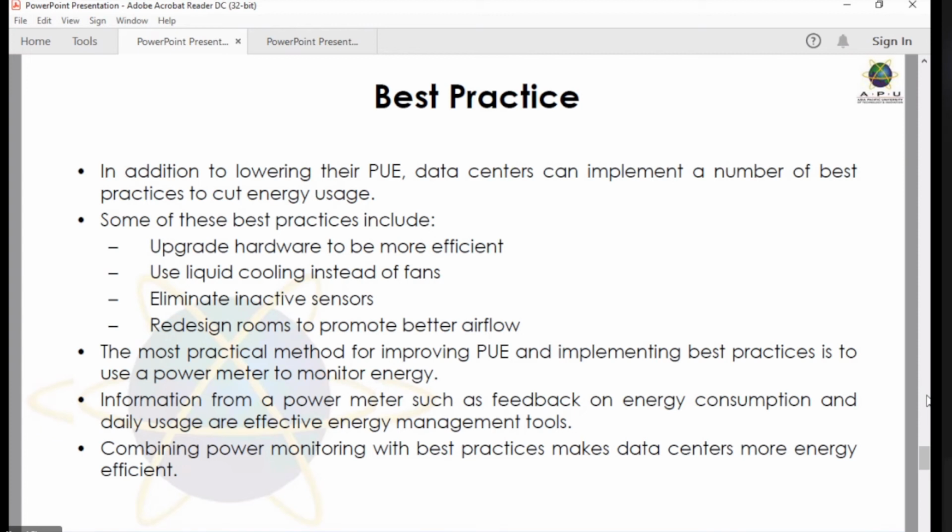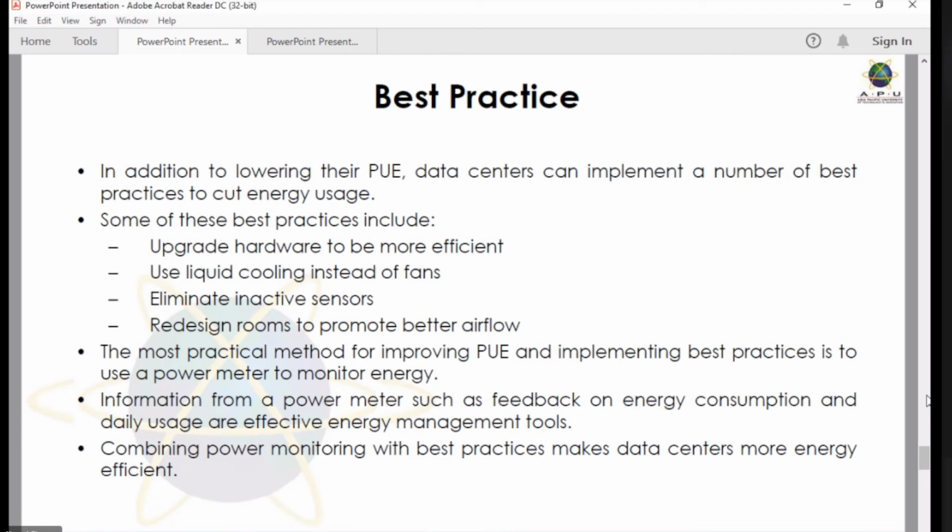प्रायोरिटाइज द्याट वान. Information from a power meter such as feedback on energy consumption and daily usage are effective energy management tools. हाम्रो कहाँ कहाँ इनर्जी युज भइरहेछ, कहाँ कहाँ कति कति भइरहेछ, कहाँ बढी भइरहेछ, कहाँ कम भइरहेछ, तर त्यो बढी भएको ठाउँलाई कसरी घटाउन सकिन्छ र कम भइरहेको ठाउँलाई पनि अझै कम कसरी गर्न सकिन्छ. ओके, यु ट्राई टु अन्डरस्ट्यान्ड दिस एन्ड यु ट्राई टु इम्प्लिमेन्ट न्यू आइडियाज टु डिक्रिज the energy usage, then that will give you a better performance in PUE.